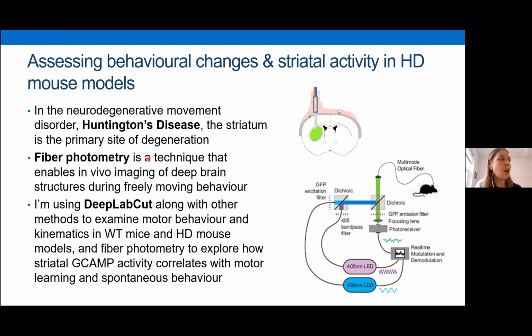I'm using fiber photometry, which is a technique that enables in vivo imaging of deep brain structures like the striatum during freely moving behavior. And I'm using DeepLabCut along with other methods to examine motor behavior and kinematics in wild type mice as well as HD mouse models, and combining this with fiber photometry to explore how GCaMP, the calcium sensor activity in the striatum, correlates with motor learning and spontaneous behavior.